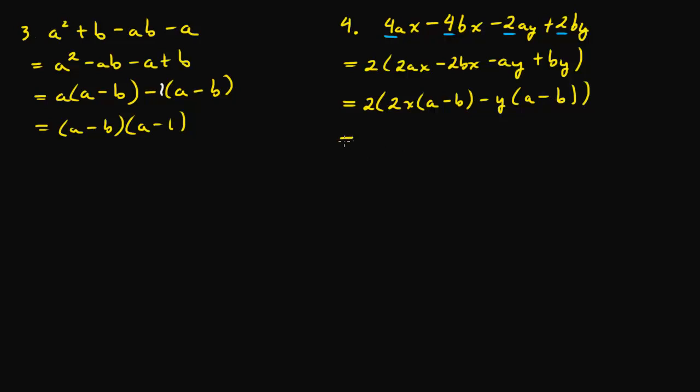Well, now notice that I have a common factor here of a minus b. So I can common factor that out. And I get 2 times a minus b, which was our common factor, times 2x minus y. So this factors to 2 times a minus b times 2x minus y. That concludes this video, and we'll see you in the next lesson.